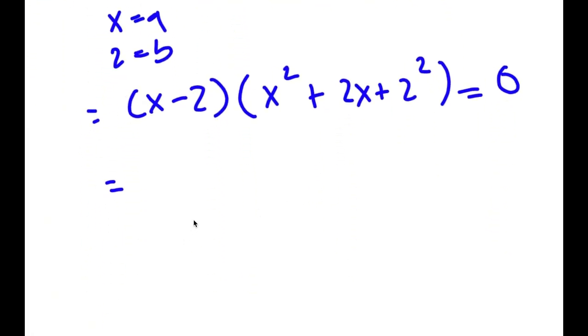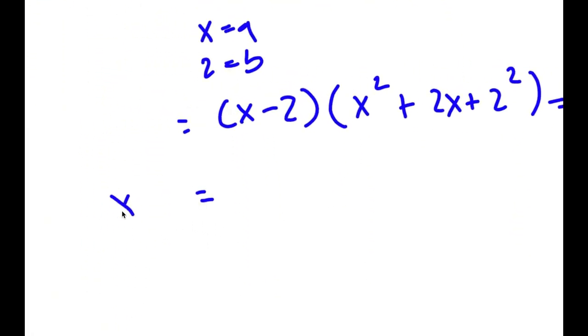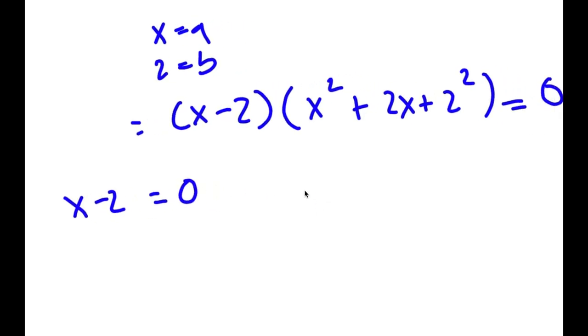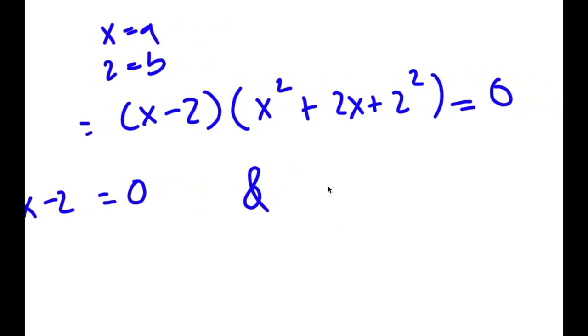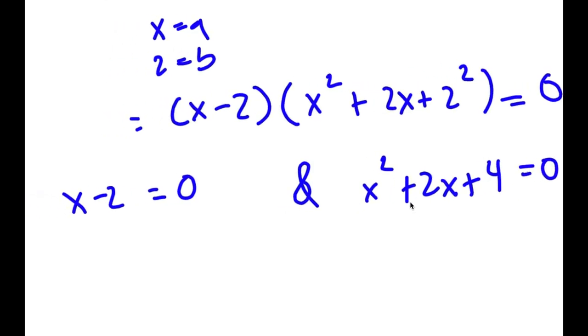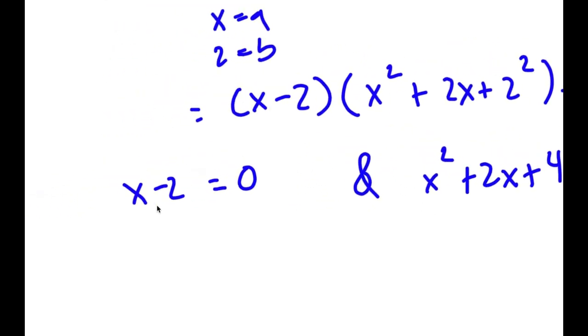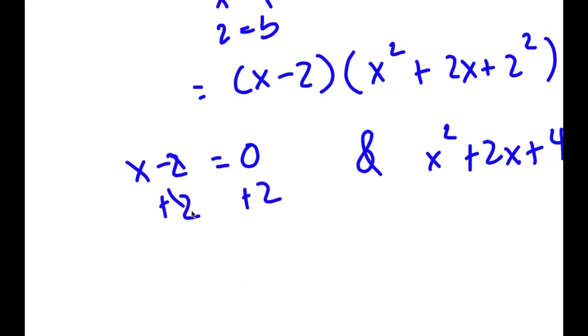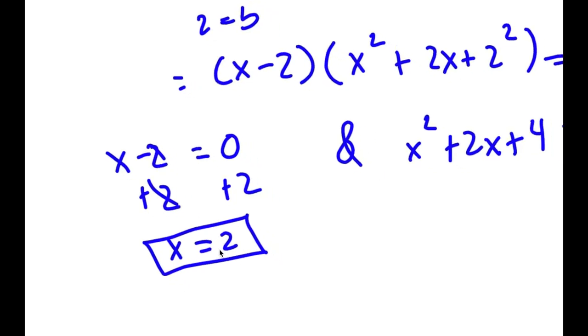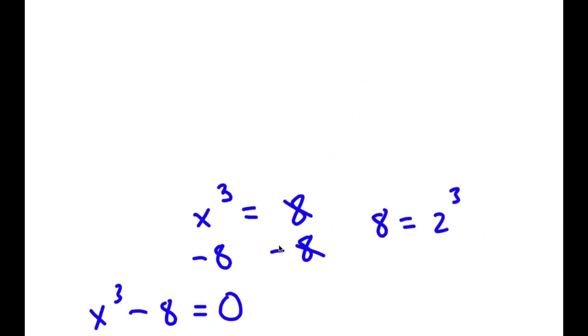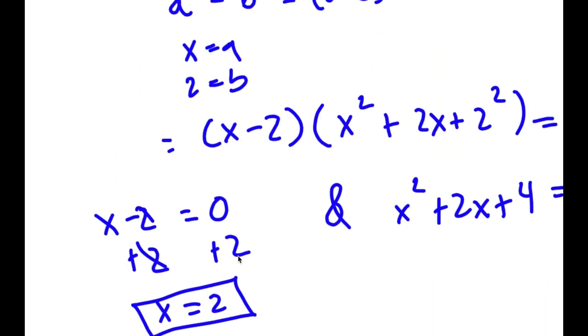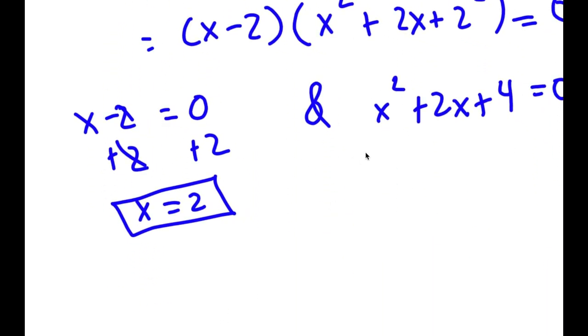And now this gives us two equations. I have x minus 2 is equal to 0, and I have x squared plus 2x plus 2 squared, which is 4, is equal to 0. Now first, for x minus 2 equals 0, I can simply add 2 on both sides, and I would get x is equal to 2. And this is probably the solution that everyone thinks this equation has, but there is actually one more solution.